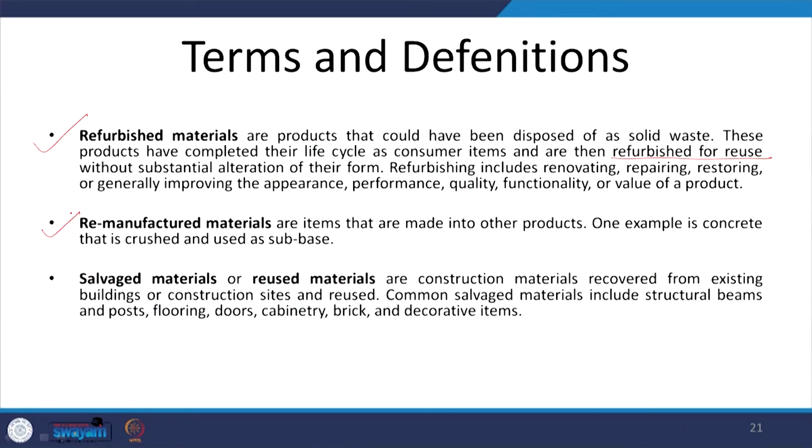The remanufactured material is where the material has been put back into the processing and has been transformed into some other product. That is what a remanufactured material is. And salvaged or reused material is which are recovered from the existing buildings or construction sites and they are reused. For example, brick. So, when demolition of one building is happening, from there the brick has been salvaged and reused in construction in some other site, or many other materials are like that. So, there are three categories in which the material reuse can happen.